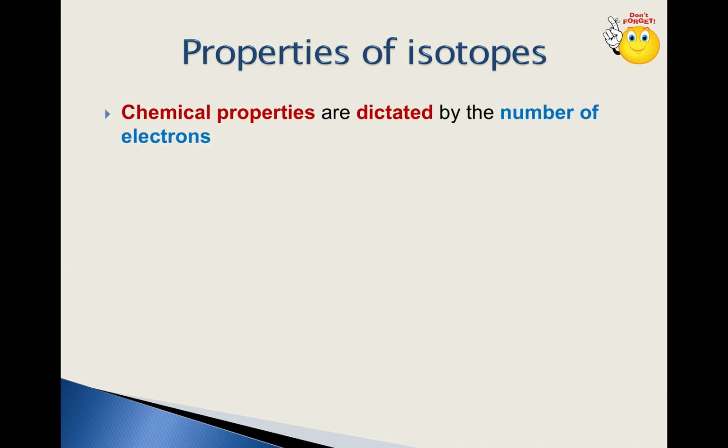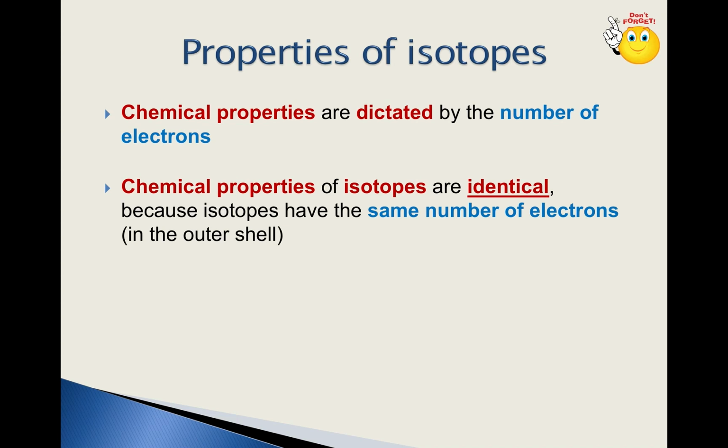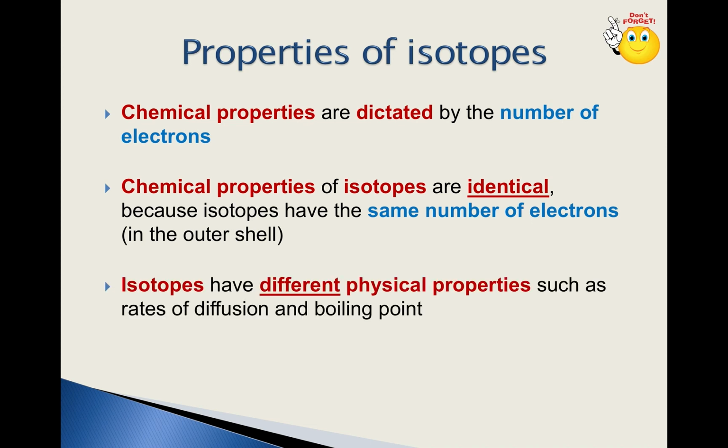In terms of properties of isotopes, the chemical properties are dictated by the number of electrons. Isotopes contain the same number of electrons in the outer shell because they have the same number of protons, and therefore the chemical properties of the isotopes should be identical. The only difference will be in their physical properties. Having different numbers of neutrons in the nucleus of the atom, they will have different mass numbers and therefore different rates of diffusion and boiling points.